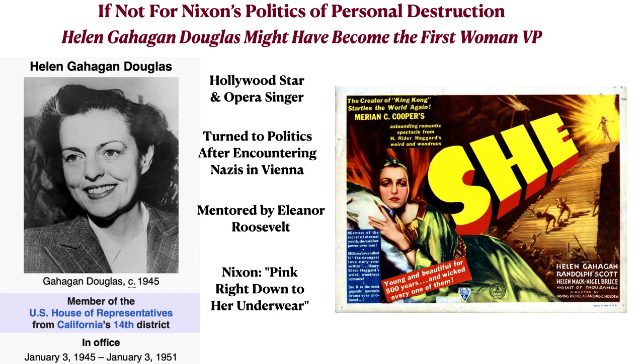She's mentored by Eleanor Roosevelt, and she was elected to the House for a few terms, and people in the Democratic Party were starting to talk about her as a potential vice presidential candidate. But she was really pilloried by Nixon in the 1950 senatorial election, who claimed she was pink right down to her underwear. That actually wasn't even his own term. One of her Democratic contenders for the senatorial nomination had levied the same charge.